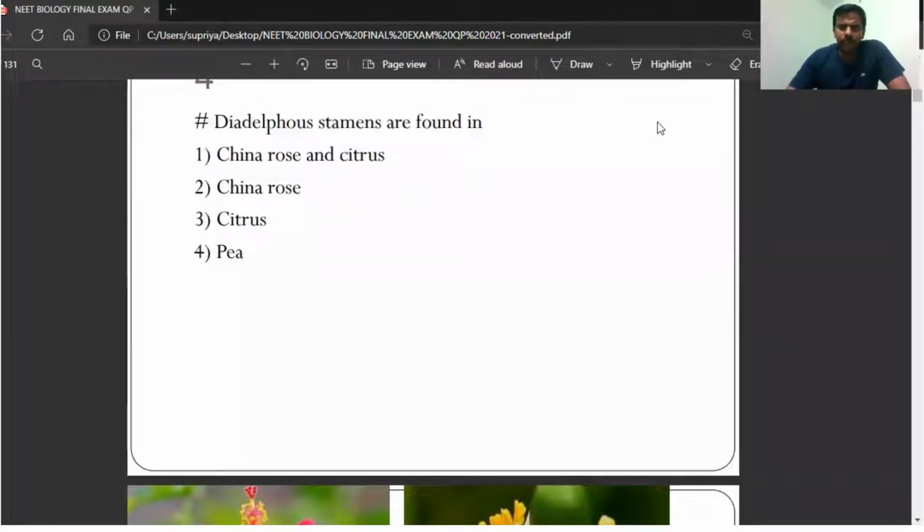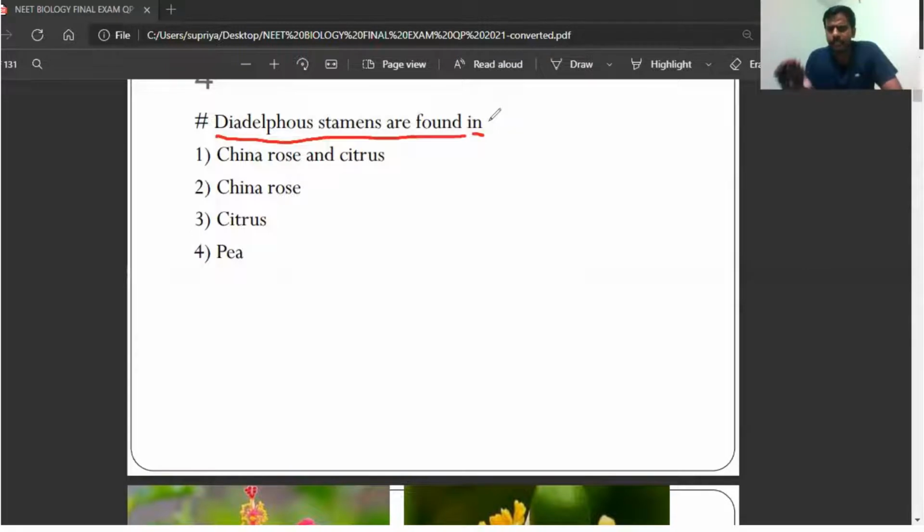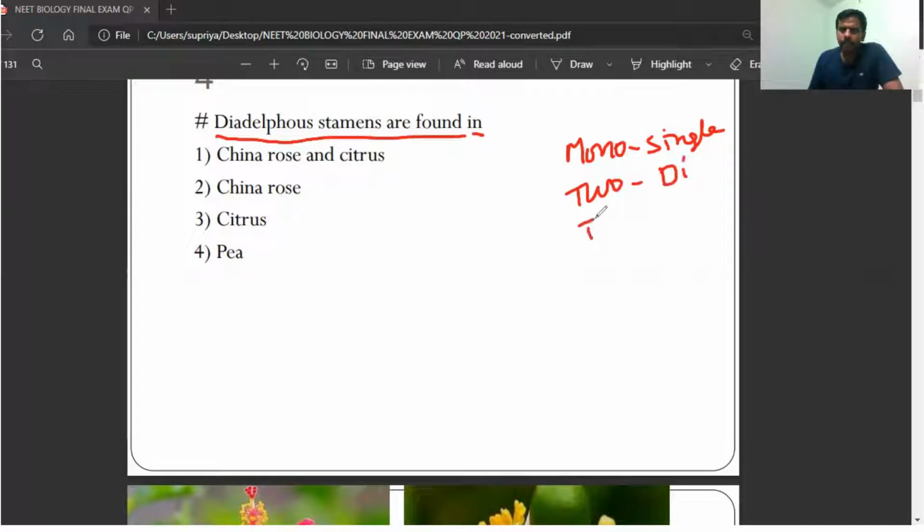Right. See, student, here, the didelphous stamens. The question is, the didelphous stamens are found in which plant? See, student, this is regarding stamens. In how many bundles are they there in the flower? If they are in a single bundle, they are called monodelphous. Only a big single bundle will be there. If it is in two bundles, didelphous. If in three bundles, tridelphous. Or if there are many, then we can say polydelphous.